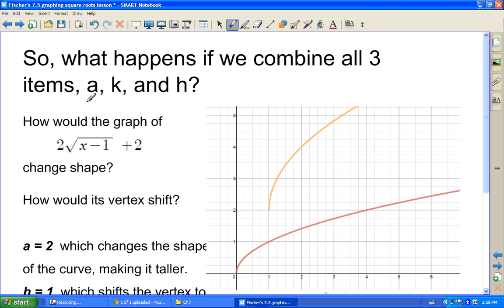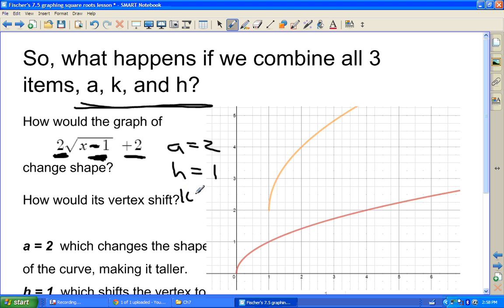Now, if we combined all three, if we had an a of 2, an h of 1, remember it's looking for the minus, so a -1 is an h of +1. So I have a equals 2 from here. I have h equals 1 from here. I have k equals 2 right here. That means the graph is going to shift over 1 and up 2. There's my vertex. Because h was 1, it went to the right one. It went up, I'm sorry, it went up 2. And then the shape of the graph, the a of 2, changes the shape. So the graph is going to look like this.